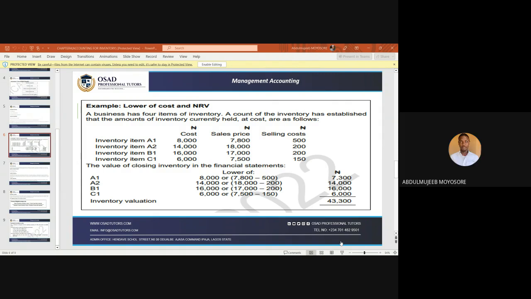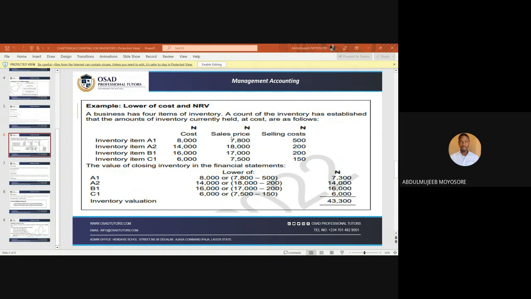So let's do it together. Now, they said A1 cost is 8,000. This is the cost of A1 here. And the sales price is 7,800. This is the initial cost of this item A1.